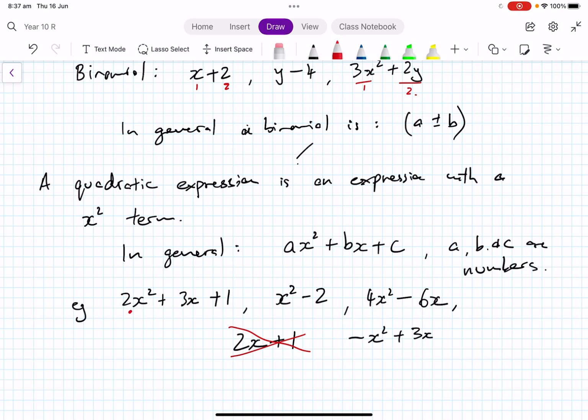That's the key, and it's in the general form. You have x squared, and then x, and then a constant at most. So you've got x squared in all of these. That's what makes it a quadratic.